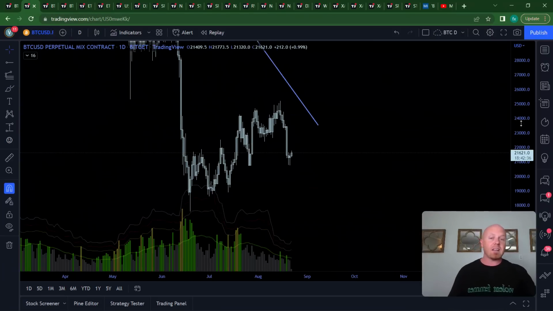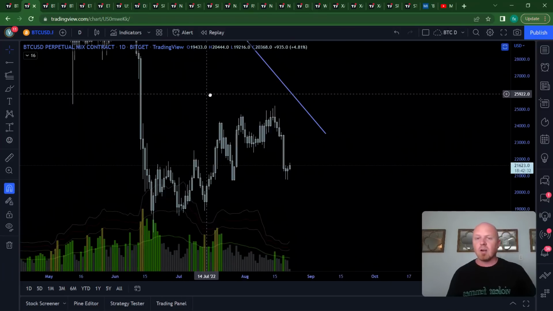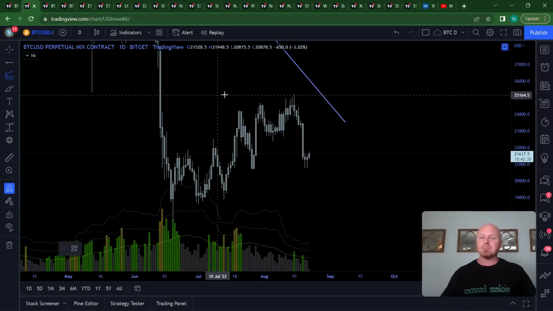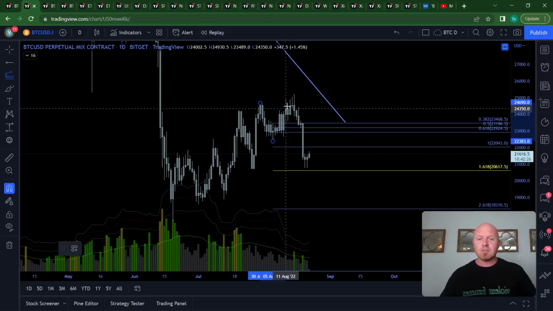Let's bounce over to the daily, guys. Let's look at some support resistance real quick, and we'll just go over a couple of key things. Because for me, I want to see what these markets are going to do here when futures open. Let's do a trend-based fib.